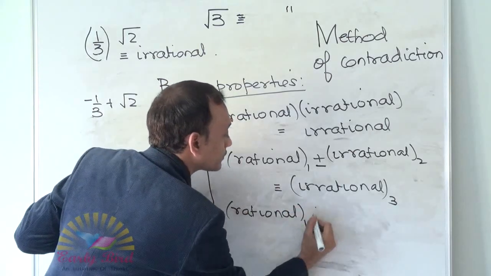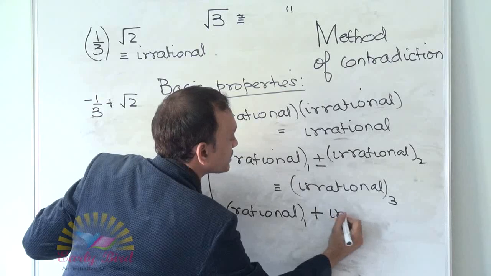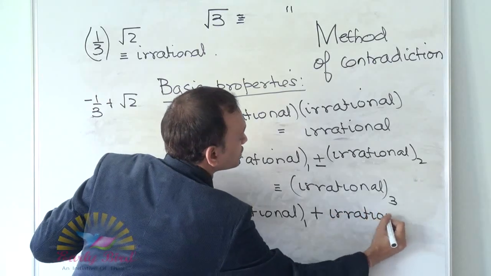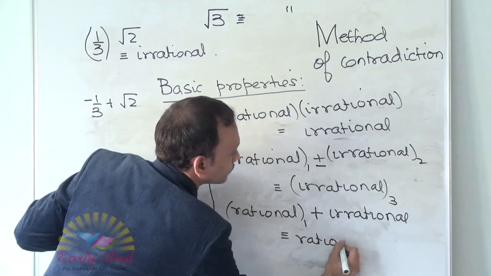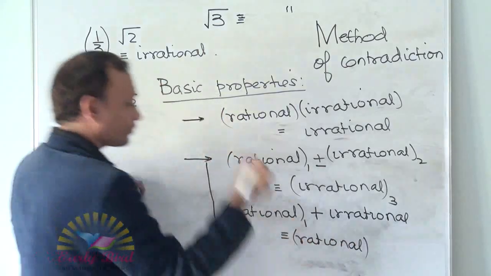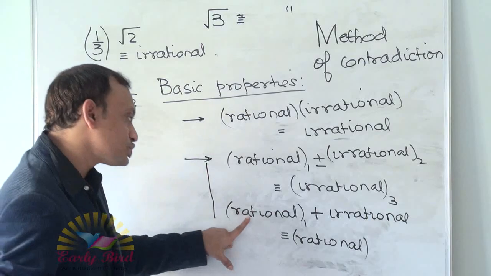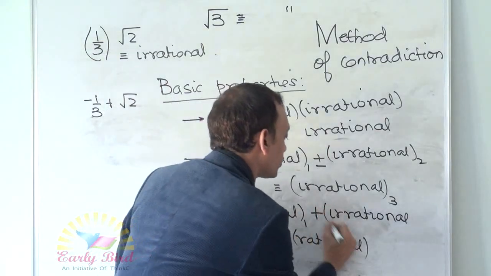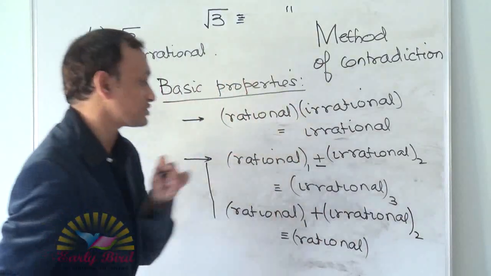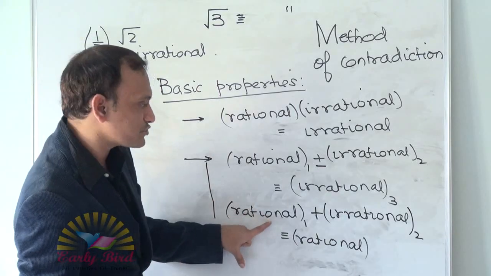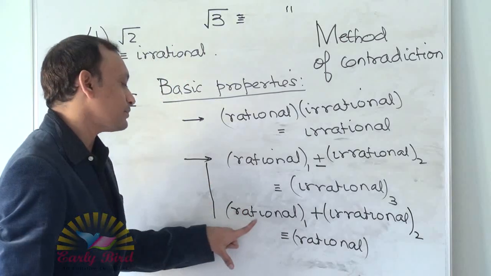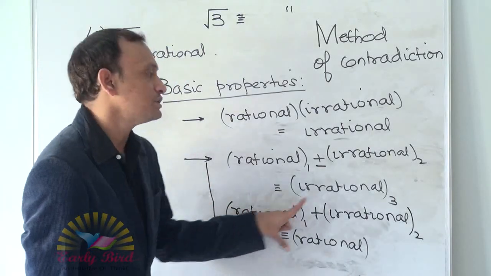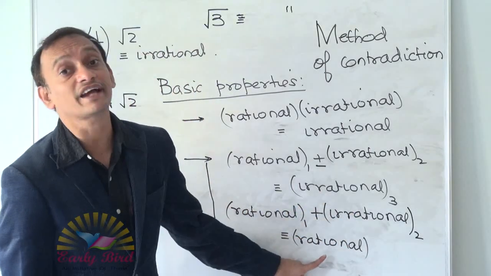Rational plus irrational, let me assume, is rational. Let me assume that a rational plus an irrational, call it 2, is rational. What I want to establish is that rational plus irrational is irrational, but I'm assuming the contrary. I'm assuming that a rational plus an irrational is actually rational.